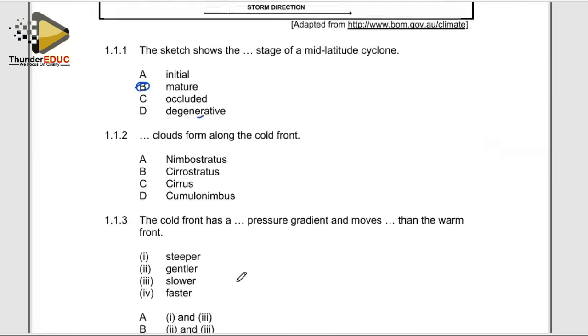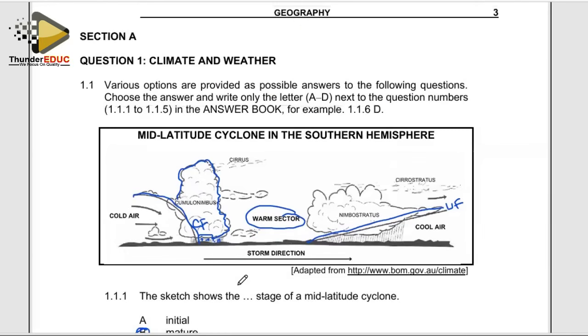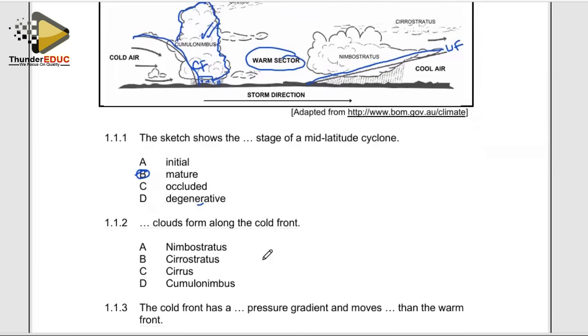It's reached maturity. Then number 2, it says dash clouds form along the cold front. I think it's clear. The type of clouds that form along the cold front are these types of clouds here, the cumulonimbus clouds. So it's our cumulonimbus clouds that form, as illustrated on the info and the sketch there. You can actually see that there is formation of the cumulonimbus clouds just ahead of the cold front. Right.